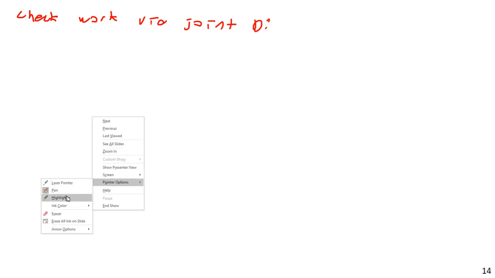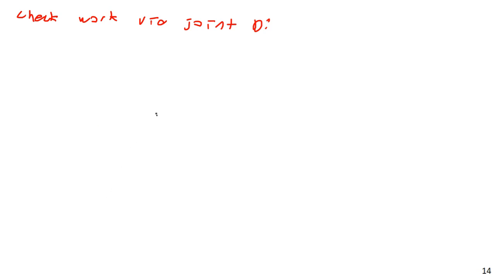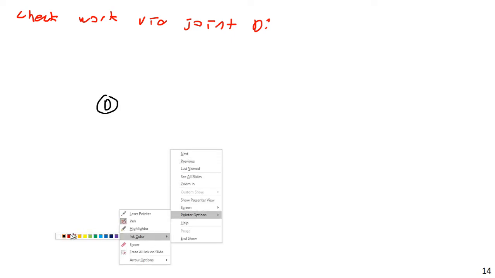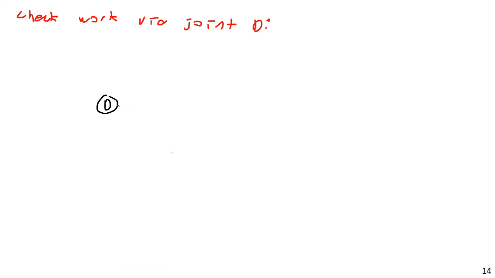So I'm going to do that. I'm going to check my work via joint D. So I'm going to have joint D here, and instead of solving for an unknown force, I'm just going to do a sum of forces in the horizontal and vertical direction and see if everything indeed comes to zero. And I'm just going to go ahead and draw everything as tension, like I have been doing.